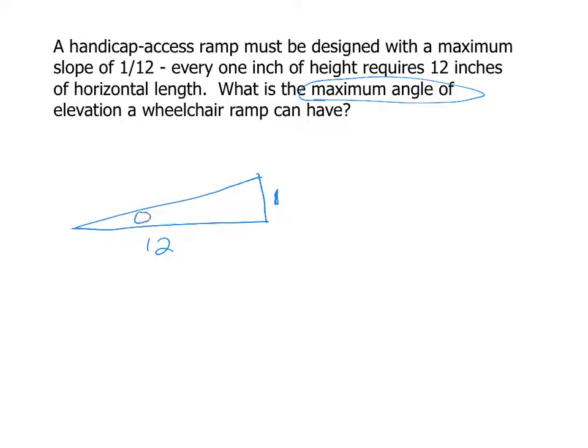So I'm looking for the measure of my angle. What if I bring back my variable theta? Remember that variable? We did that a long time ago to measure an angle. So we want to find the maximum angle. Again, I'm looking at my SOHCAHTOA. I have 1 as my opposite, 12 as my adjacent. I'm doing tangent again. So this time the tangent of my angle theta is going to be 1/12.